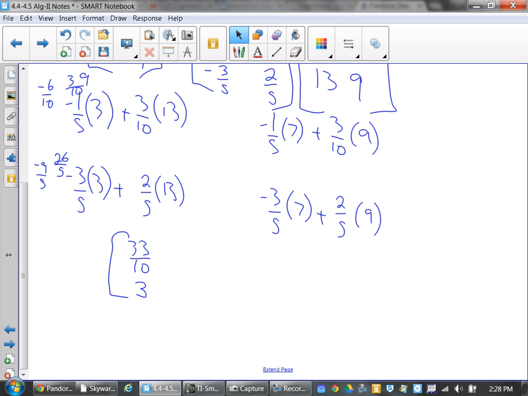So we have negative 14 tenths, 27 tenths, 7 tenths? 13 tenths, sorry. And then negative 21 plus 18 is negative 3.